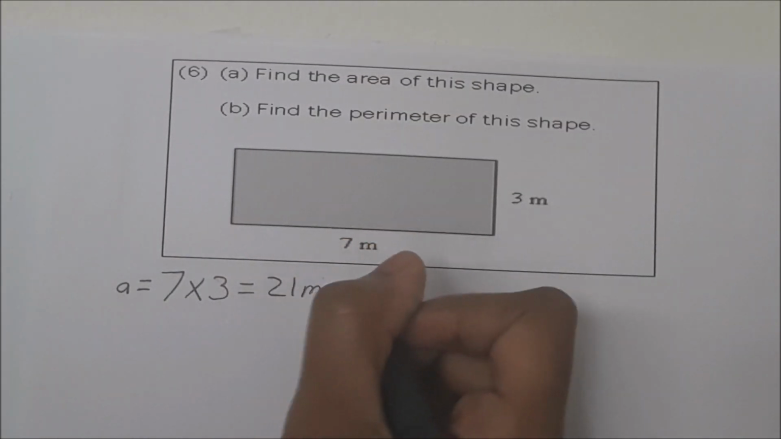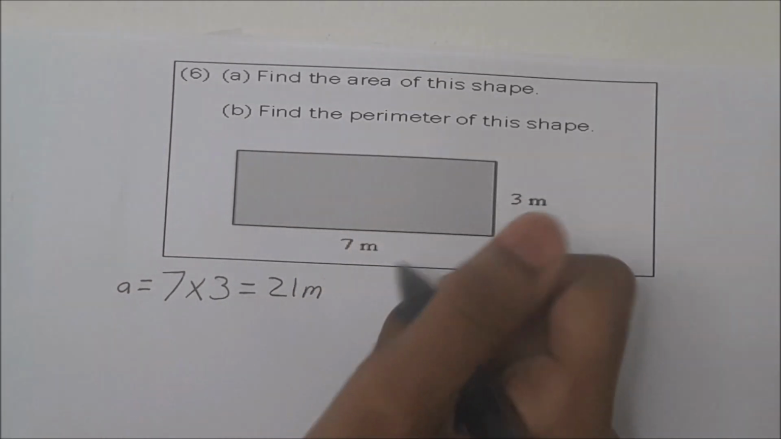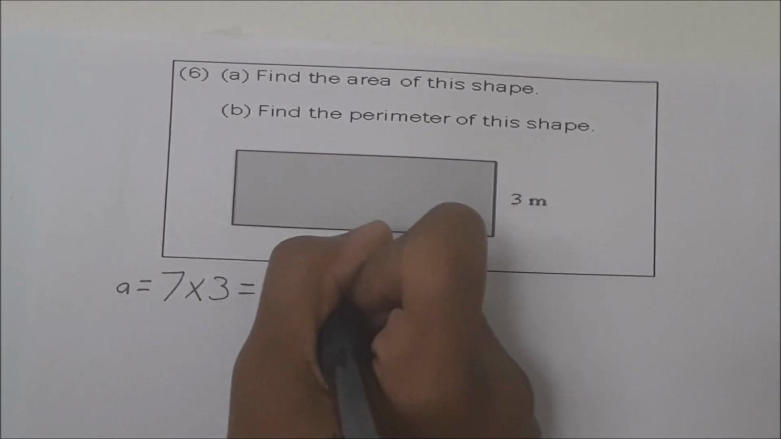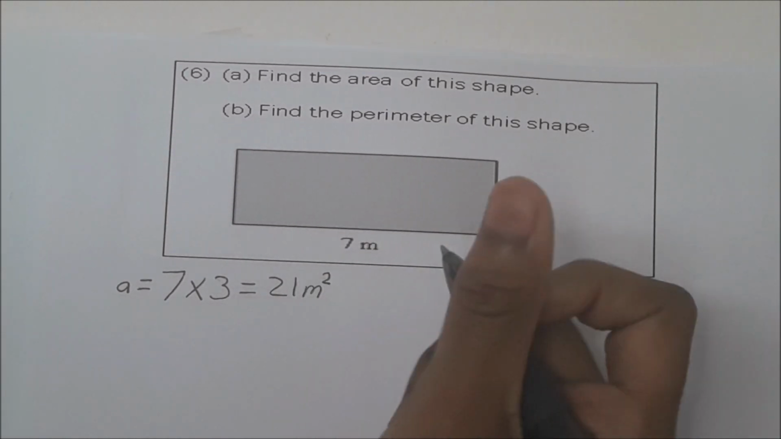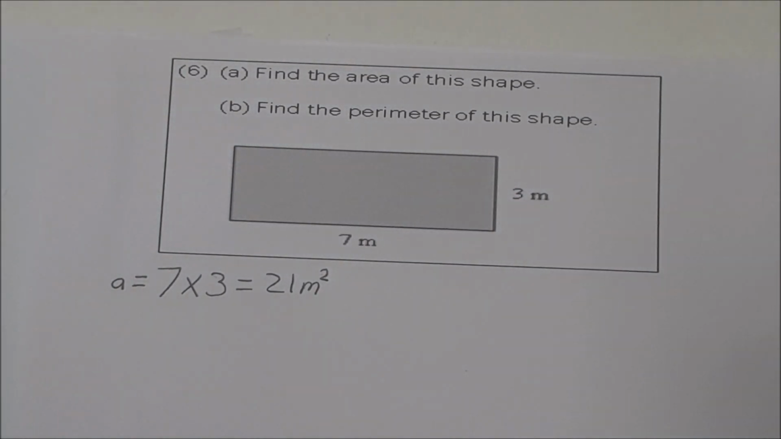And for area, square. You put a square to the top of it, M. There's a reason why you do that, and let's show them why you do it that way.